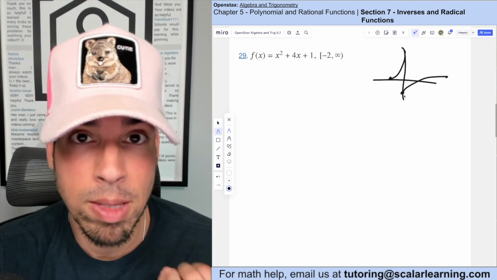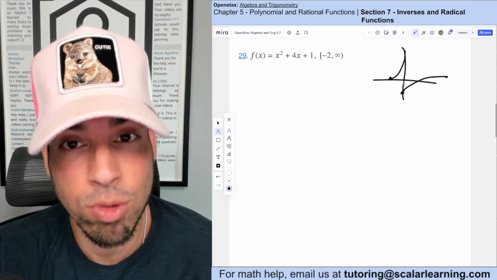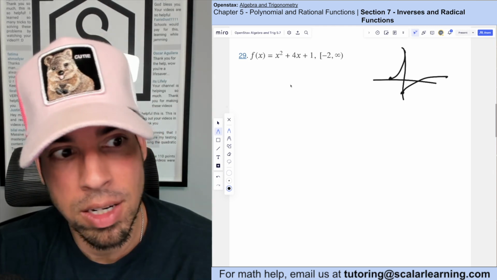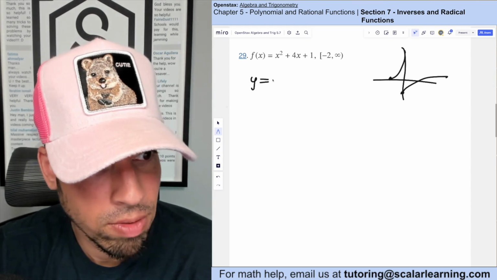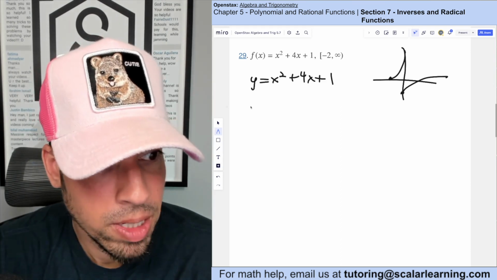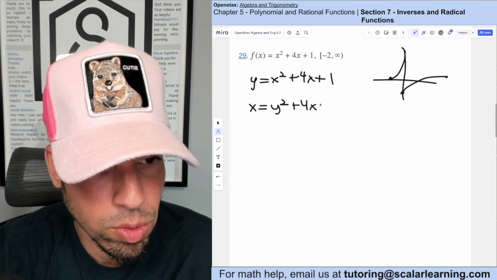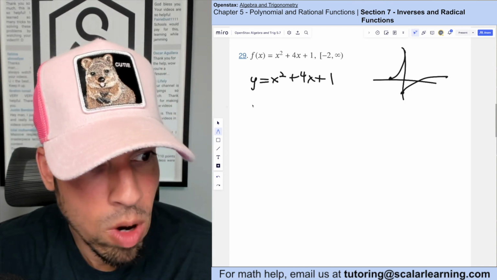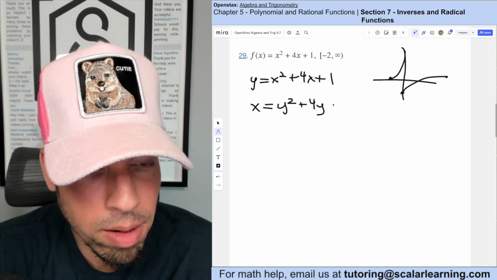It's obviously just going to be the positive side of the radical, meaning this is what allows us not to have to worry about the negative side. But let's go ahead and follow the steps and see what we get. So first, I'm going to replace f of x with y. Then I'm going to swap the x's and the y's, and make it x equals y squared plus 4y plus 1.